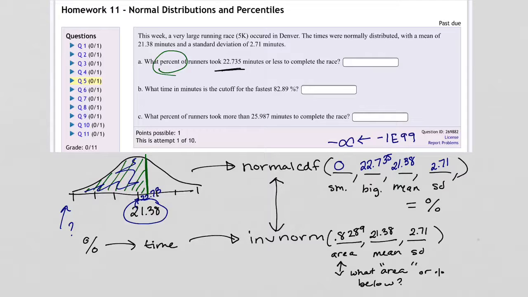For C, I'll leave C to you, but I'll give you a hint. For C, what percent of runners took this or faster to complete the race? We're going back to normal CDF, except we're going to be shading in a different part of this graph. So we're going to flip what's the smallest and what's the biggest in that case.